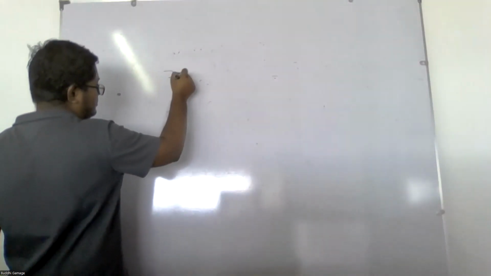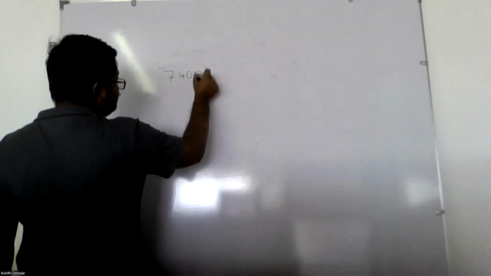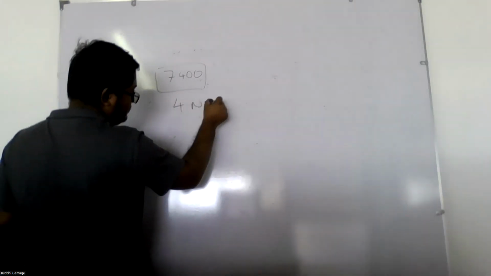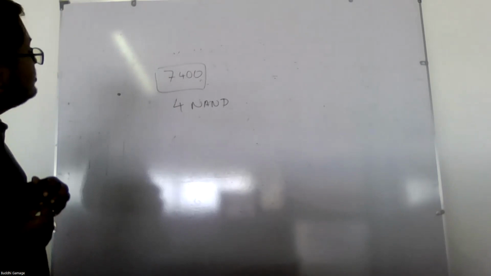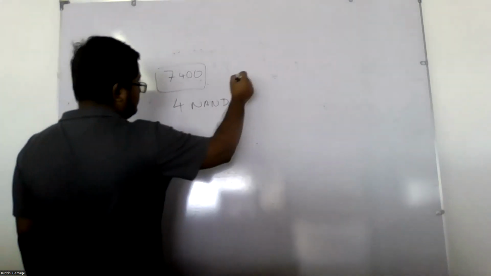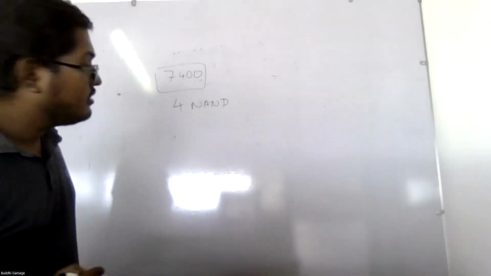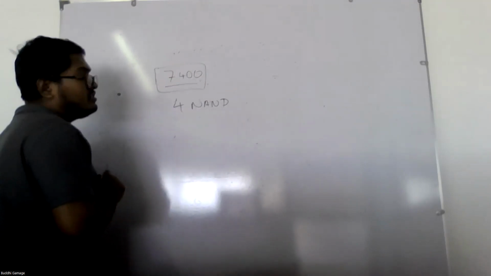Did you ever see the 7400 chip? It actually has four NAND gates. You can search on the internet to check how those NAND gates are connected, by searching the chip code number 7400.